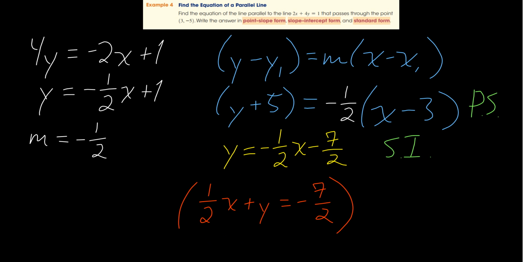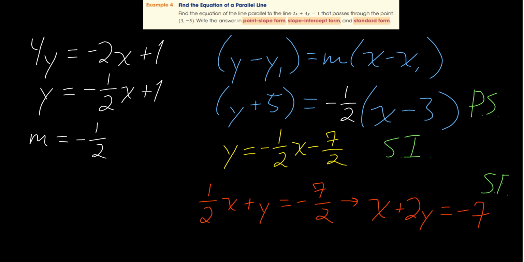So if I multiply everything by 2, I would have x plus 2y is equal to -7, and this will be standard form. Maybe I can put SF. How about that? SF might be better. SF, standard form.